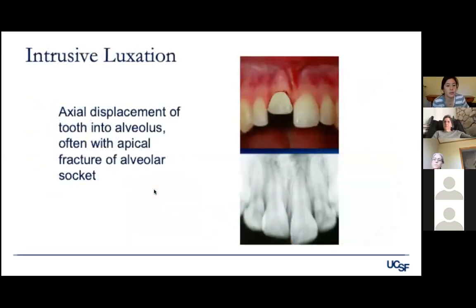And then intrusive. This type of injury usually occurs when a patient is jumping up and down and then falls and hits their chin, and their jaw will hit the top teeth and push it all the way into their alveolus. And so usually it will look shorter than normal, and sometimes it can be associated with either a root fracture, so an actual fracture of the tooth, or an alveolar fracture, so fracture of the maxillary bone.